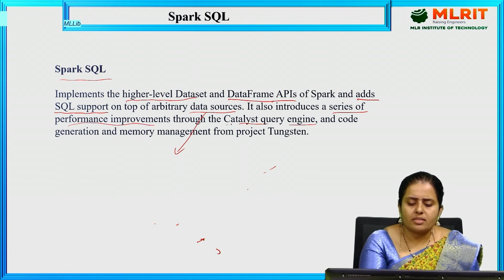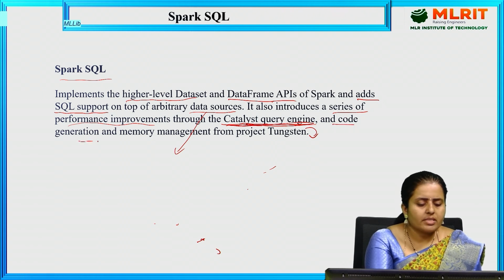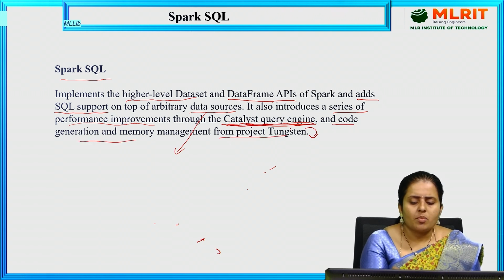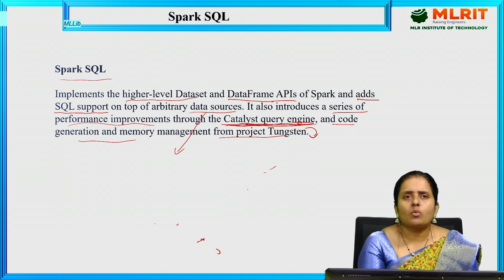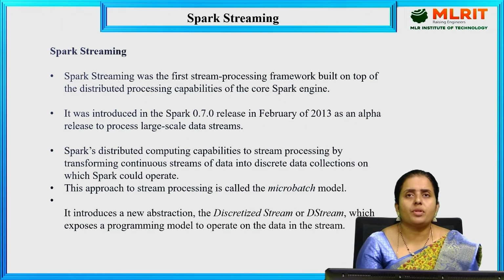Catalyst query engine is one of the components in Spark SQL. Through this we can query multiple file formats, along with code generation and memory management from Project Tungsten. So here, in the form of a query engine, we can query multiple files related to Spark SQL. So now let's move on to the next topic.